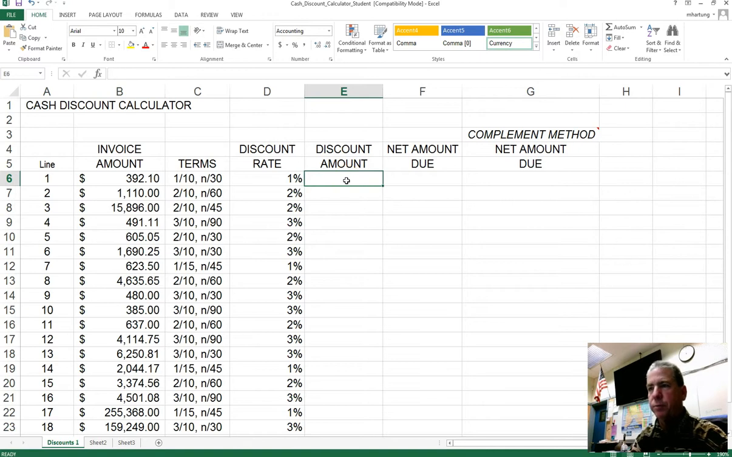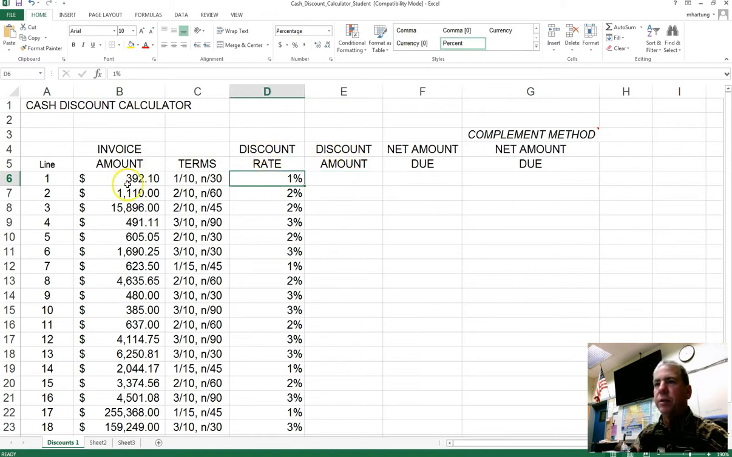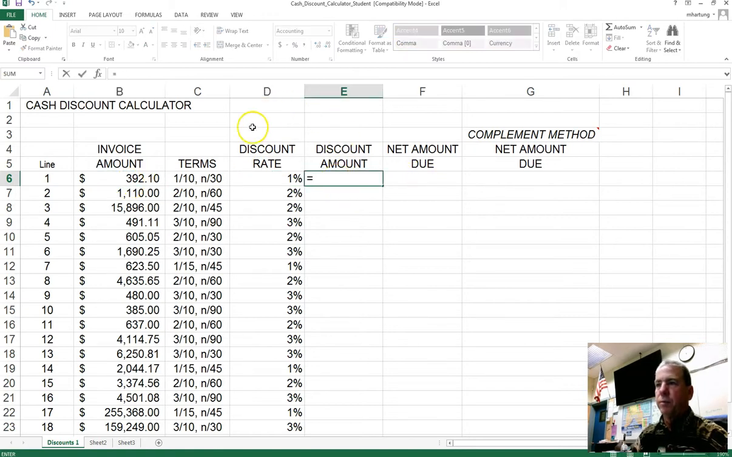Discount amount. What we're going to do is apply this discount rate to the invoice amount. Equal sign. Invoice amount times the 1%. So that's the amount of discount that we can take for each of these. Now, if you want, you of course can multiply it by clicking the discount rate first. 1% of the invoice amount. $3.92.